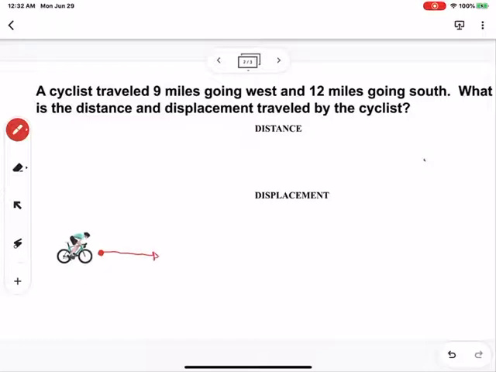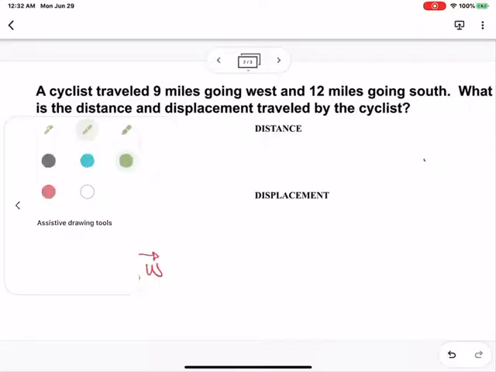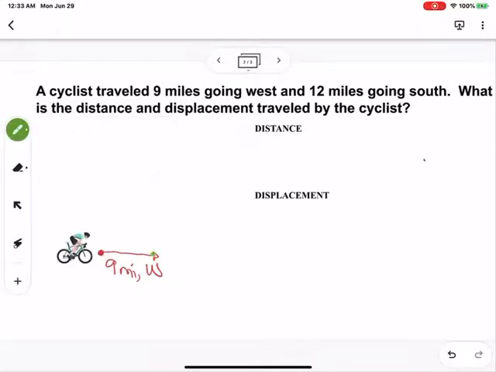moves 9 miles going west, and then after reaching 9 miles to the west, the cyclist then moves 12 miles, so 12 miles going south. So this is the direction of our cyclist.